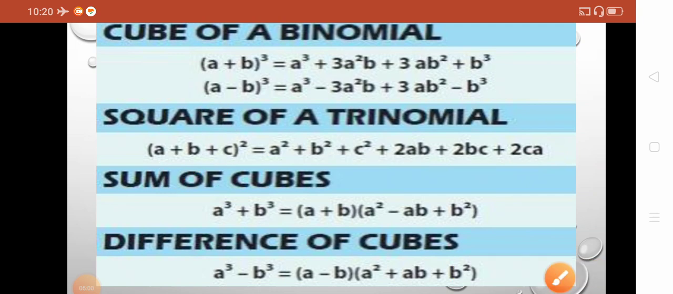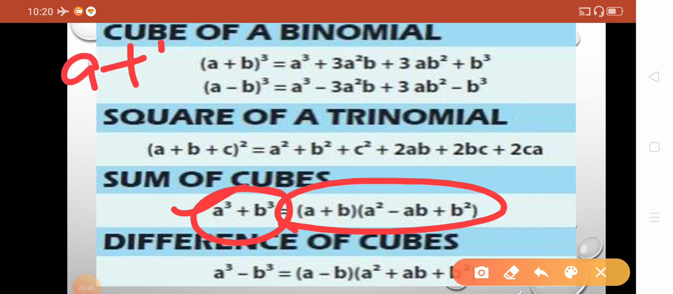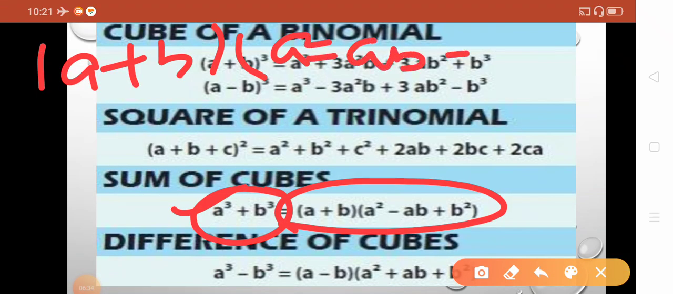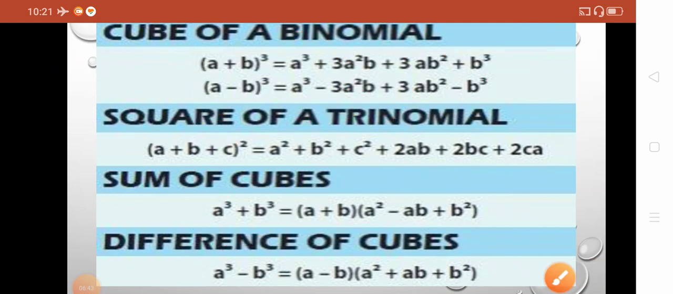Then sum of cubes. Sum of cubes, a cube plus b cube, the formula is (a plus b) into (a square minus ab plus b square). So this is a very important formula: a cube plus b cube equals (a plus b)(a square minus ab plus b square). If you open this one, you will get the answer a cube plus b cube. So multiplying with each one and after opening the formula, you will get the answer.